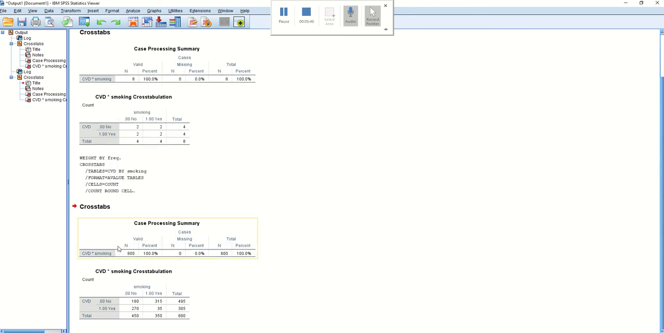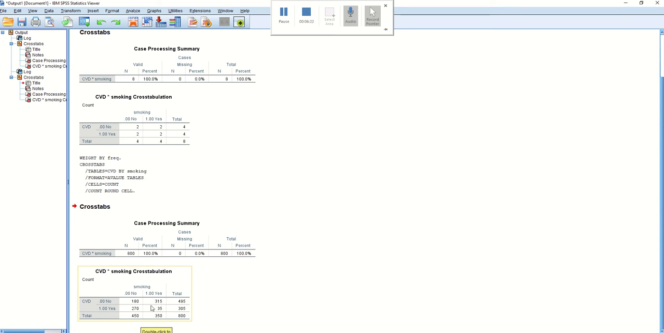All right, so now we're getting a better and better table. The summary table is always what you get. And here's again the smoking, no smoking, and yes smoking, and the CVD, no and yes. And you can see that I have 450 non-smokers, 350 smokers, for a total of 800 individuals in my sample. And out of the 450 non-smokers, 270 have CVD, and out of the 315 smokers, 35 have CVD.